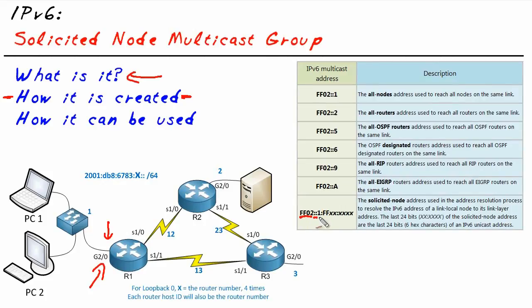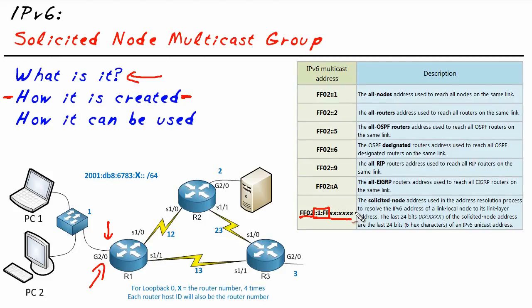Next we have ::1:FF, which is the telltale sign that this is specifically a solicited node multicast group. And these X's, the last 24 bits, the last 6 characters, represent the last 24 bits of the host ID.